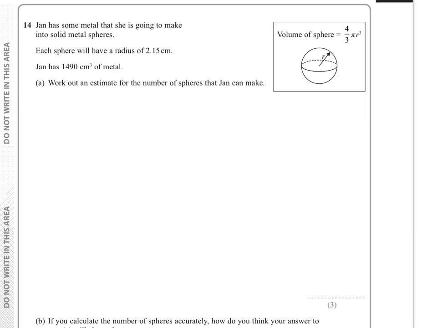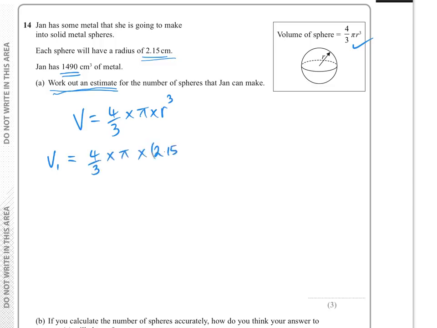Question 14. Jan has some metal that she's going to make into solid metal spheres. Now the volume of a sphere is 4/3 pi times the radius cubed, as we've got here. And it says each sphere will have a radius of 2.15 centimetres, and Jan has 1,490 centimetre cubes of metal, and this is a non-calculator paper, so we've got to work out an estimate for the number of spheres that Jan can make. So the volume of one sphere will be 4/3 times pi times 2.15 all cubed.